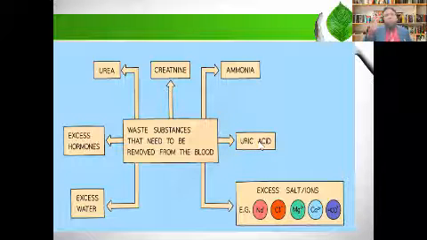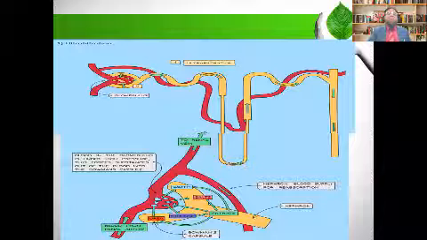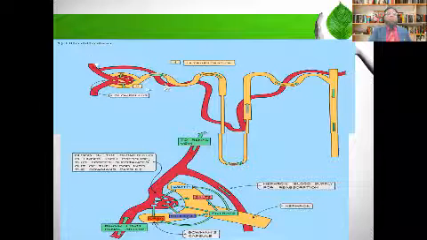So all this function is carried out by the kidney. Now we are going to discuss the detailed structure and the function of nephrons. If you study the structure of the nephron, you will see that it has a cup-like structure. This is called the Bowman capsule. Inside it you can see a network of capillaries. This is called the glomerulus.